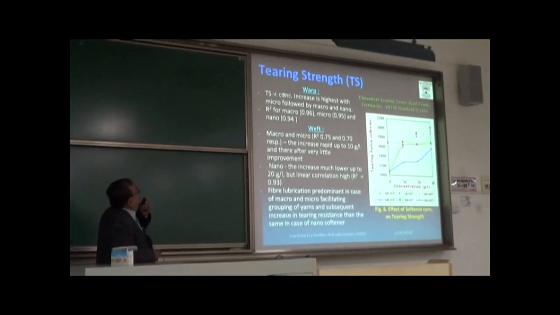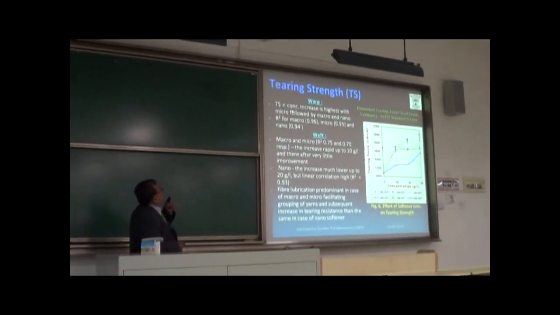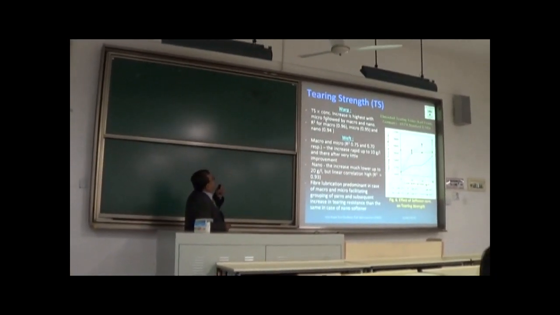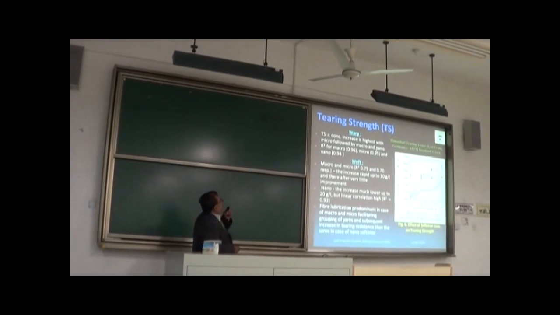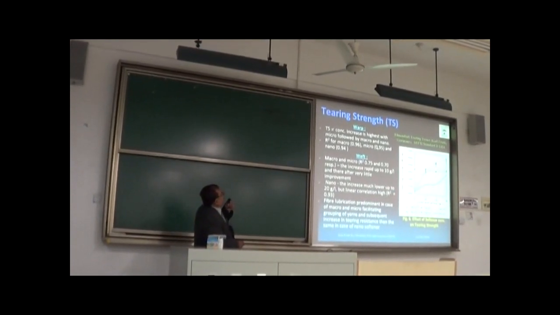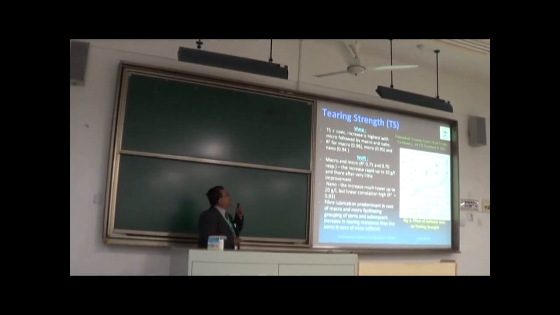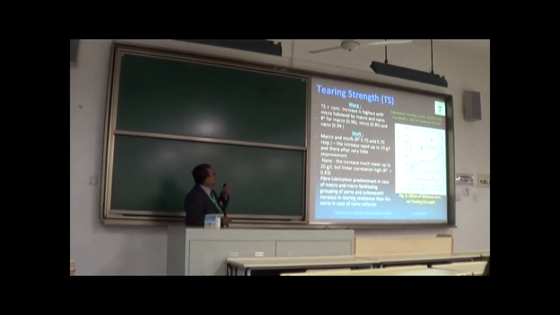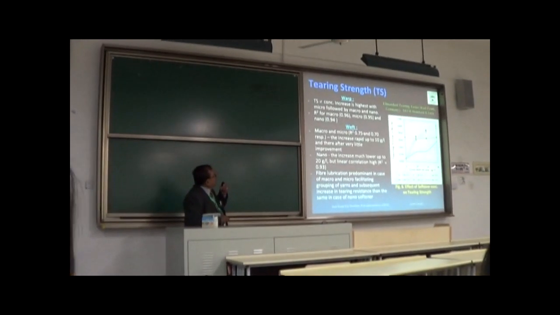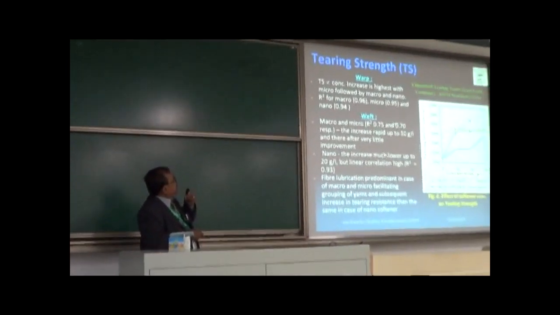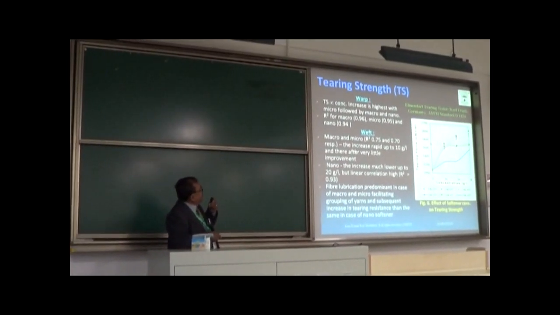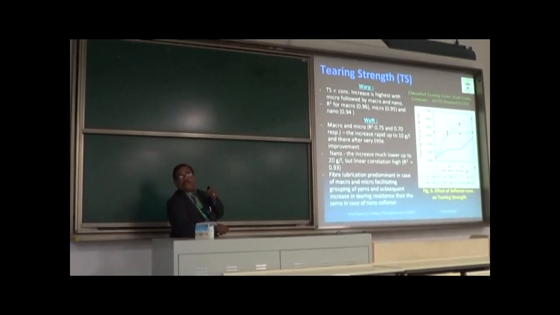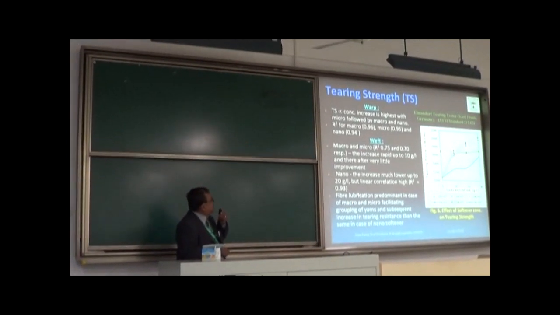Then tearing strain increases with concentration, linearly proportional with concentration. It increases highest in case of micro, followed by macro and nano. R square correlation was quite high in all three cases. Then in case of weft, the correlation was a little bit lower, because there is a rapid increase in the initial state and then a drop, so that's why correlation was not high.